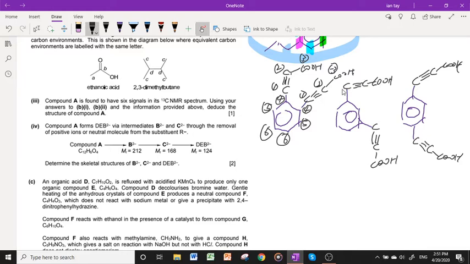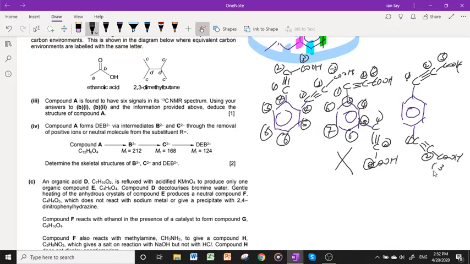So how many carbon environments are there in this structure? 1, 2, 3, 4, 5, 6, and 7. So this structure is out. And let us take a look lastly at this structure. So 1, 2, 3, and 1, 2, 3 is identical. 4, 5, and 6. So we have two possible structures here.